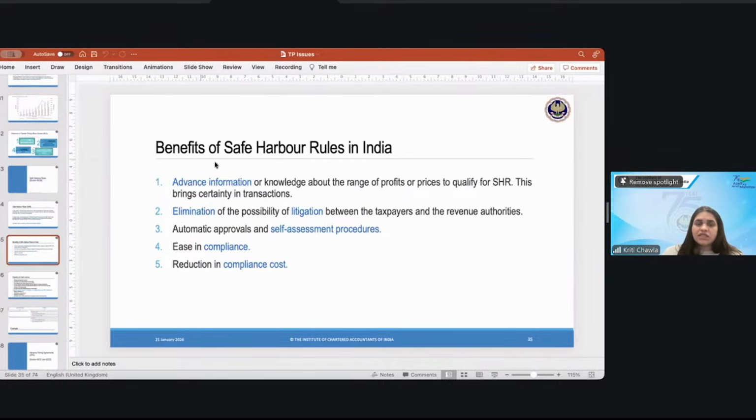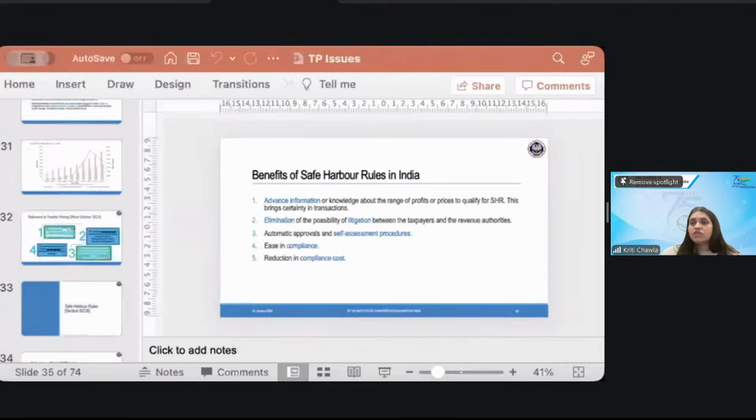But just allow me a minute, just read through the benefits and allow me a minute. I'd like to display the income tax department's website and show you how safe harbor rules are placed in India. So if you just allow me a minute.